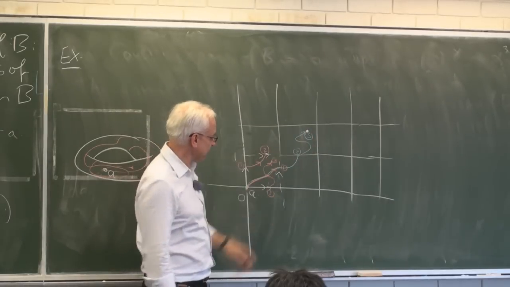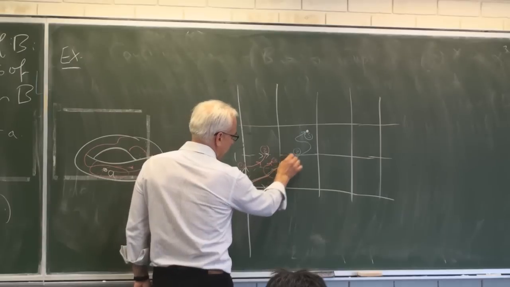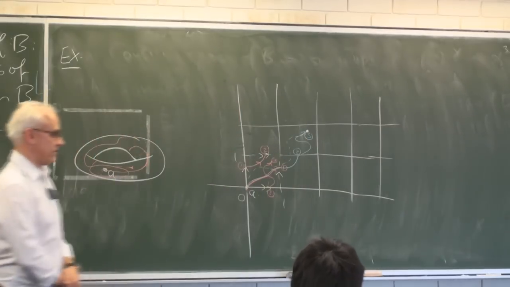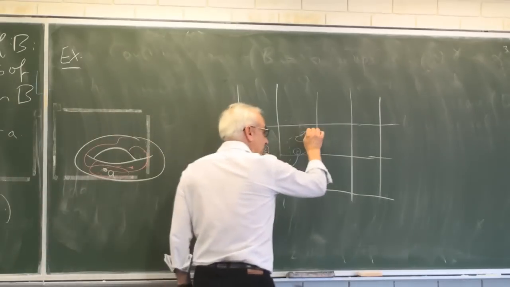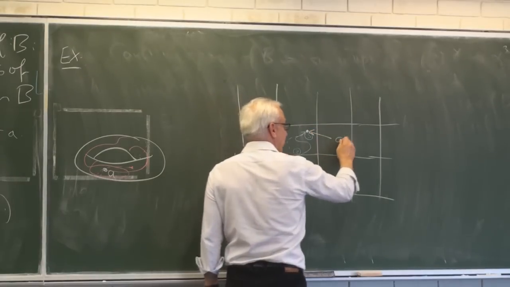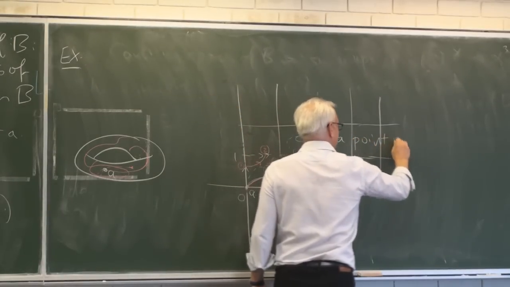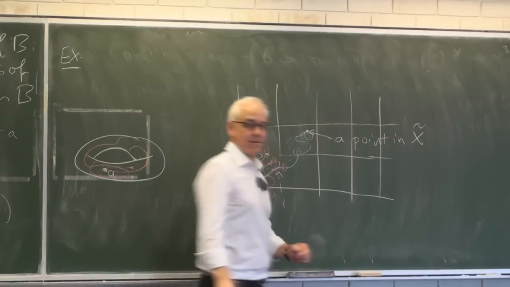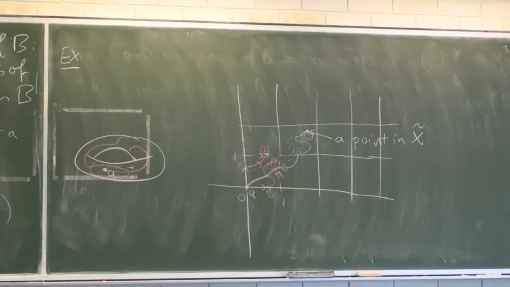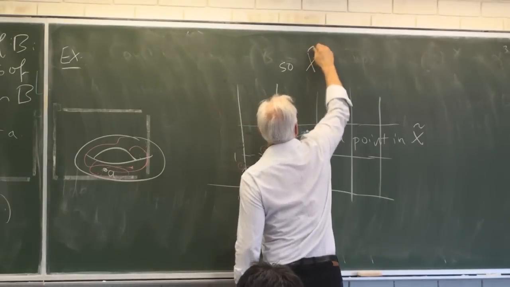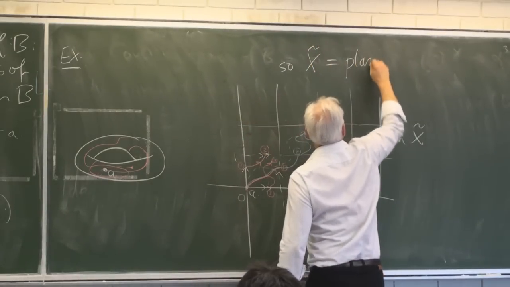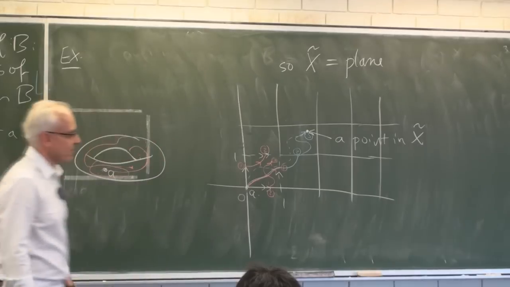If I change the homotopy class of this path, I'm just changing it a little bit, but I'm not actually changing its endpoint. So in other words, this point is a point in the universal cover. In other words, the universal cover is just the plane itself. So the universal cover is just the plane. The whole plane.